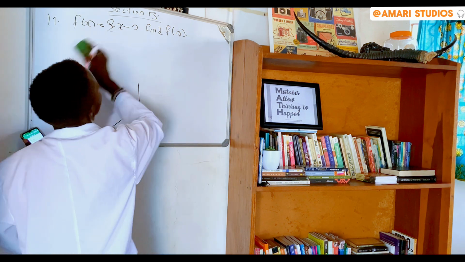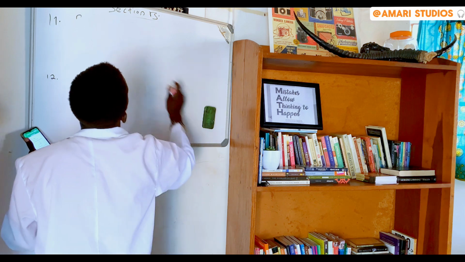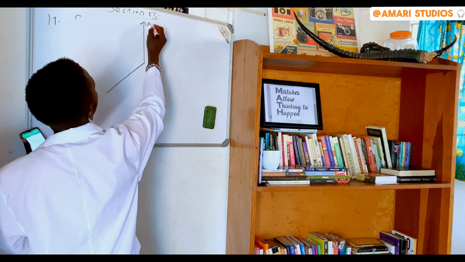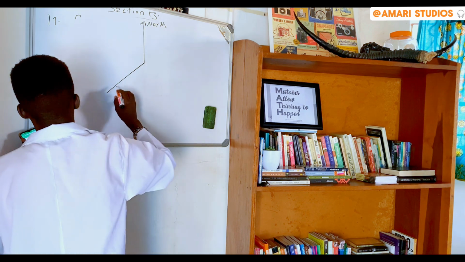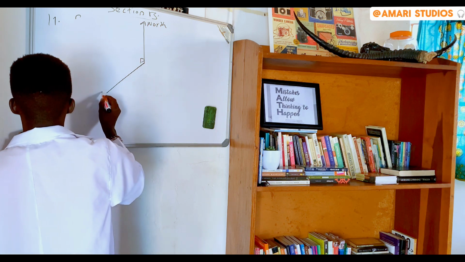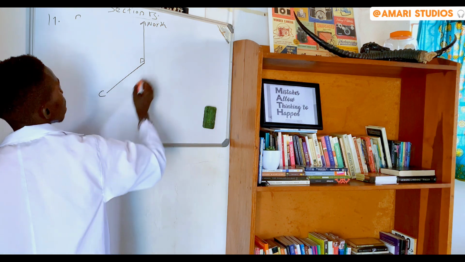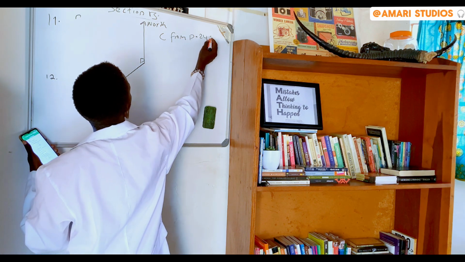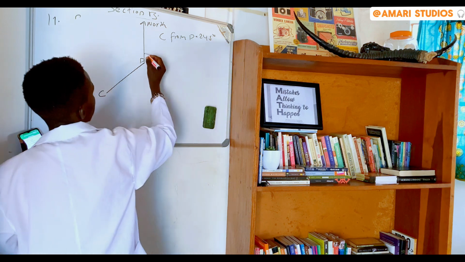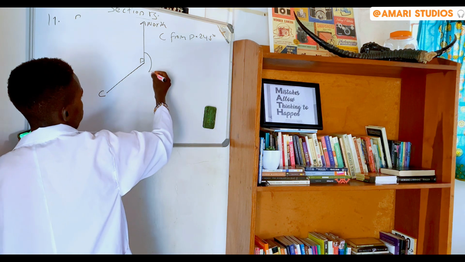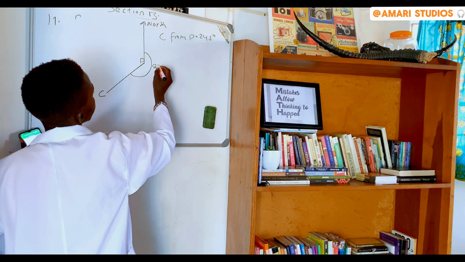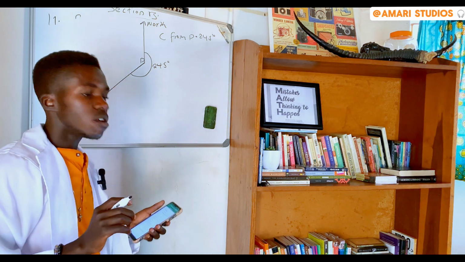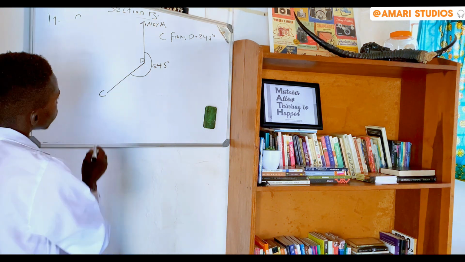In the following diagram, as you can see, this is the northing, or the north. Then this is our point D, and that is our point C. The bearing of C from D is 245 degrees. The question is saying, find the bearing of D from C, meaning that we're going to move from C going to D.